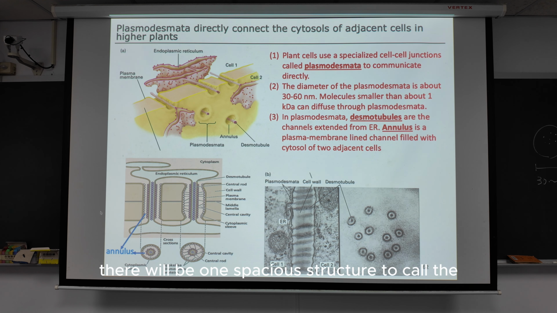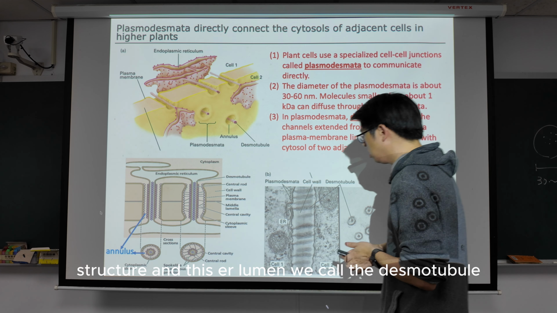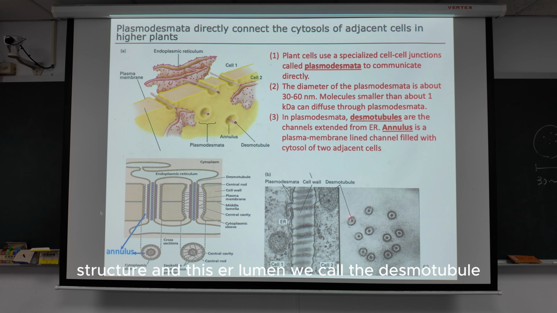Between the cells, there is a special structure called the plasmodesmata. It basically connects the cytosol and the ER lumen between two plant cells. The ER lumen connects through this structure, and this ER lumen connection we call the desmotubule.